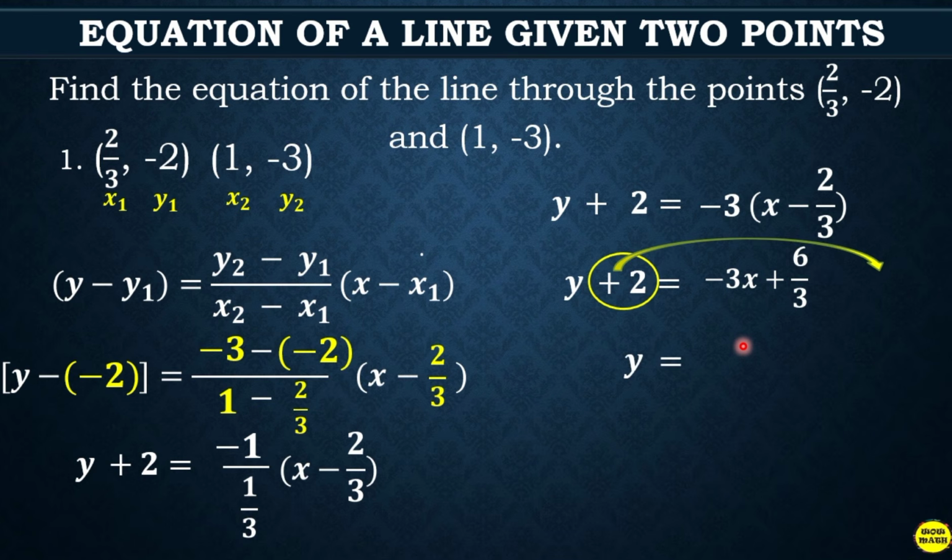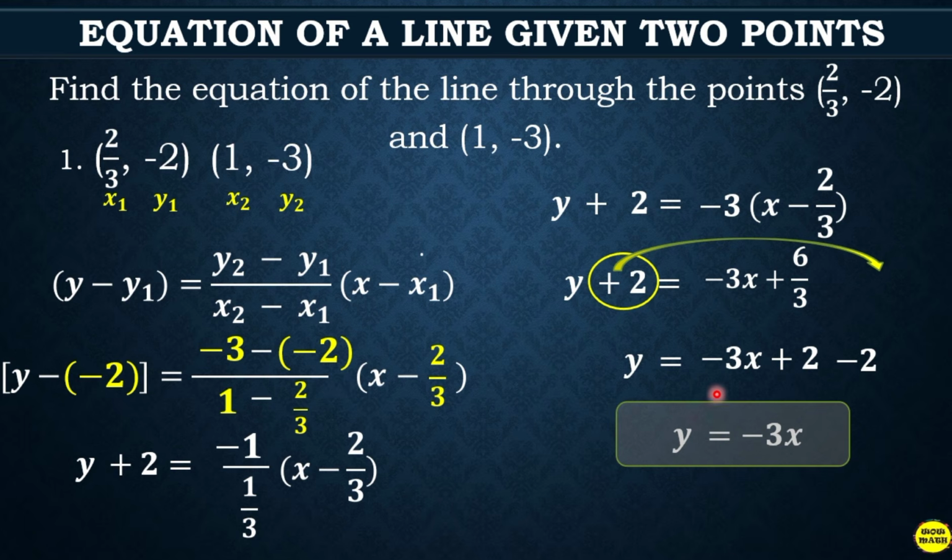So, magiging y na lang ang maiiwan dito sa left side of the equation. And then, bring down natin si negative 3x. Ito, pwede nating i-divide. So, kung pwedeng i-divide natin, 6 divided by 3, that is 2. Okay? So, ito ngayon, ililipat na natin siya from positive magiging negative 2. So, we now have y is equal to negative 3x na lang po. Bakit? Kasi 2 minus 2, that is 0. Makakancel na ito. So, the equation of the line is y is equal to negative 3x.